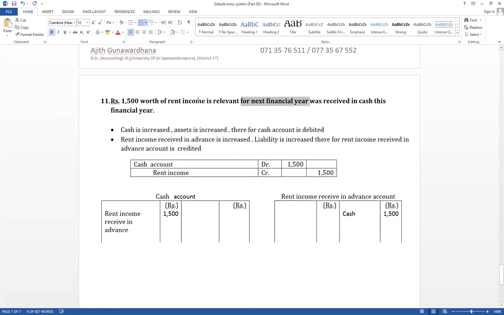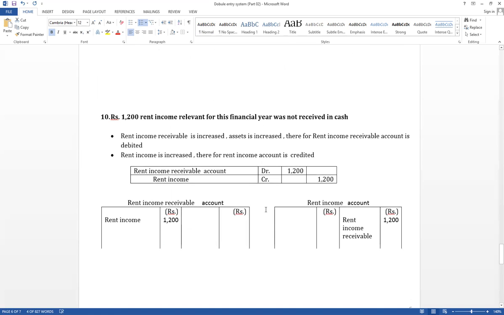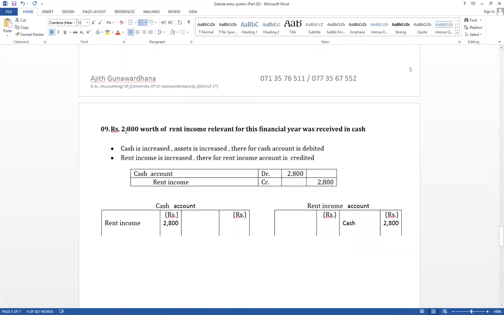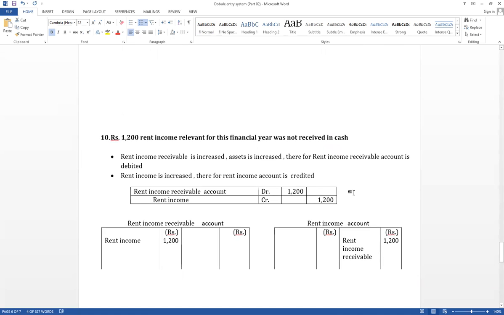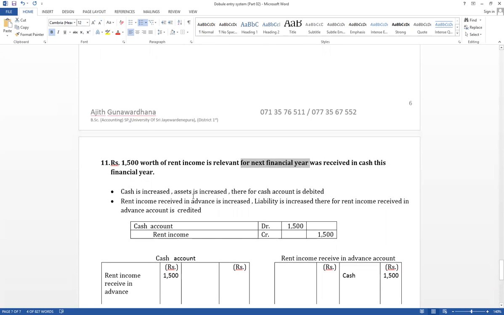Cash is asset. Think about dual effect, cash increase and rent income received in advance increase. Therefore, cash is asset increase. Therefore, cash account debit. Rent income received in advance. This is not relevant for this financial year. Therefore, rent income received in advance increase. That is a liability. Therefore, income received in advance is a liability increase. Therefore, rent income received in advance account credit. Here, rent income received, rent income not received, and rent income received for next financial year.